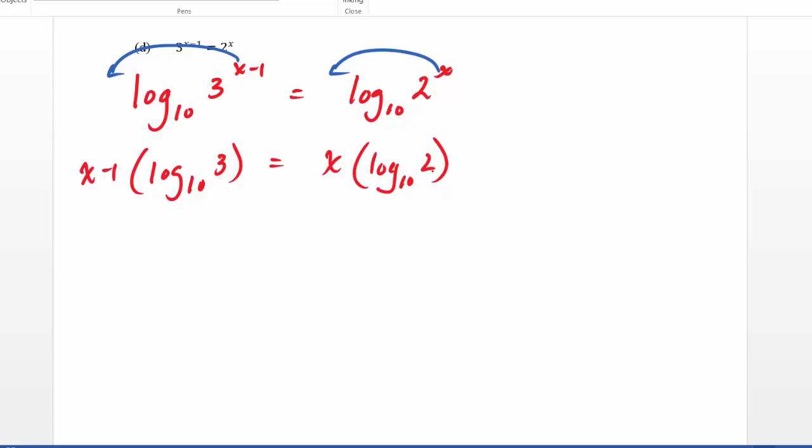Okay, so you can see we've got a little bit of a different scenario going on here. Now, what I'm going to do with this, and this may look a little strange to you at first, is actually distribute the log to both of these parts.